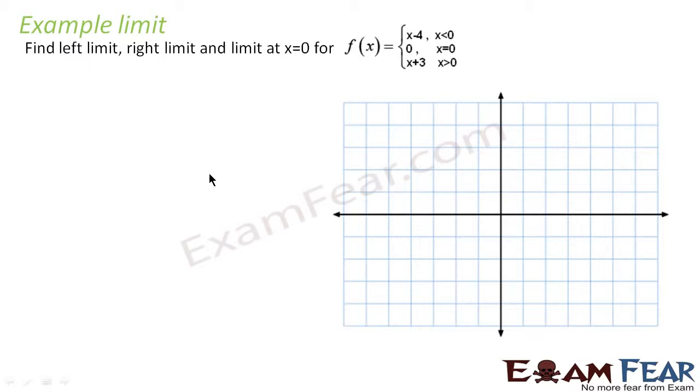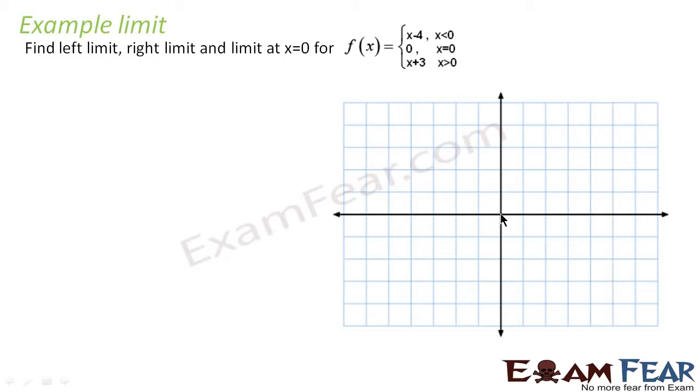We'll take one more example. Here also we have to find the left limit, right limit, and the limit at x equal to 0 for this function f(x). f(x) is equal to x minus 4 for x less than 0, f(x) is equal to 0 for x equal to 0, and f(x) is equal to x plus 3 for x greater than 0.